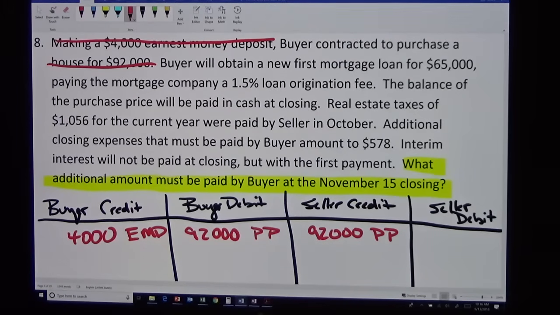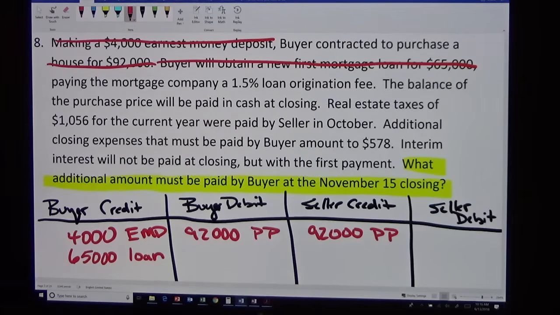Okay, done with that. So the buyer will obtain a new first mortgage loan for $65,000. Well, the buyer's mortgage loan is a credit to the buyer. So $65,000 credit to the buyer for the loan. Doesn't impact the seller's side at all. So we've dealt with that.